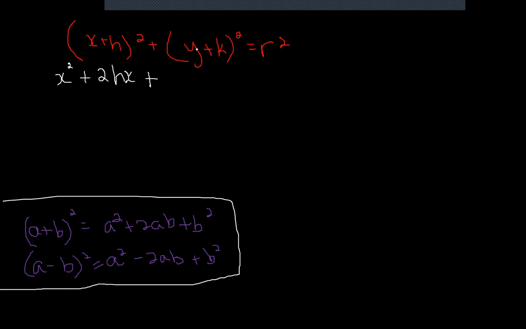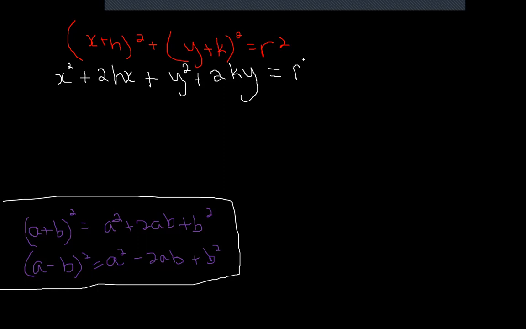Same thing here. The rule says (a plus b) squared is equal to that. In this case, a is y, so I would put y squared plus 2ab. A is y, b is k. So that's 2, and instead of writing ab, I write ba, but it's the same thing, yeah? This is just to show you how the general form is usually written. It's equal to r squared.